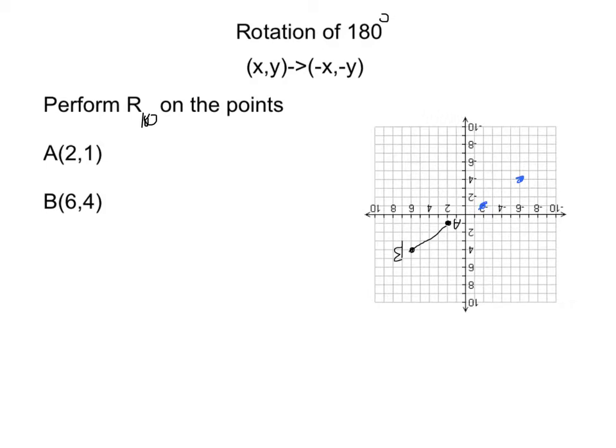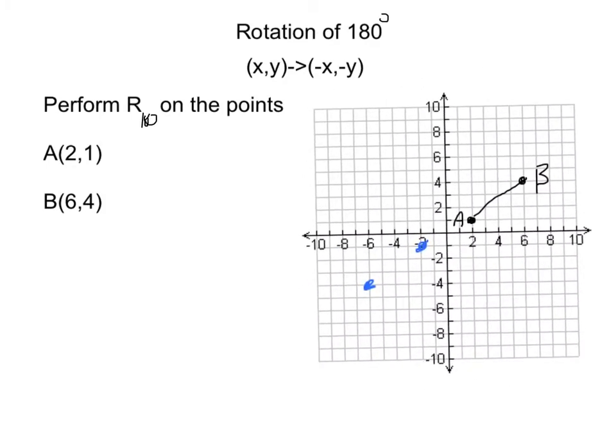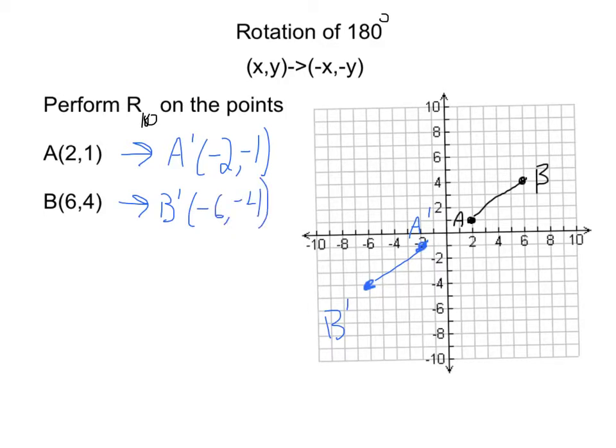Now once I rotate this back, I'll relabel. So now I have my a prime and my b prime. And just like before, all I have to do is label my new values. So a prime is going to be at negative 2 comma negative 1, and b prime is going to be at negative 6 comma negative 4.